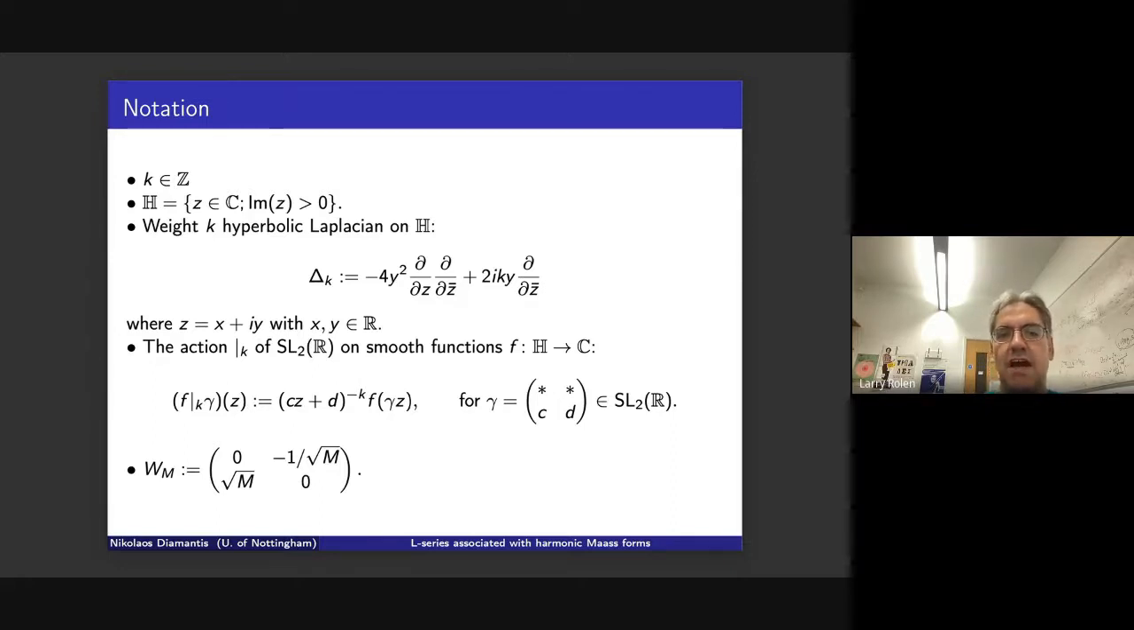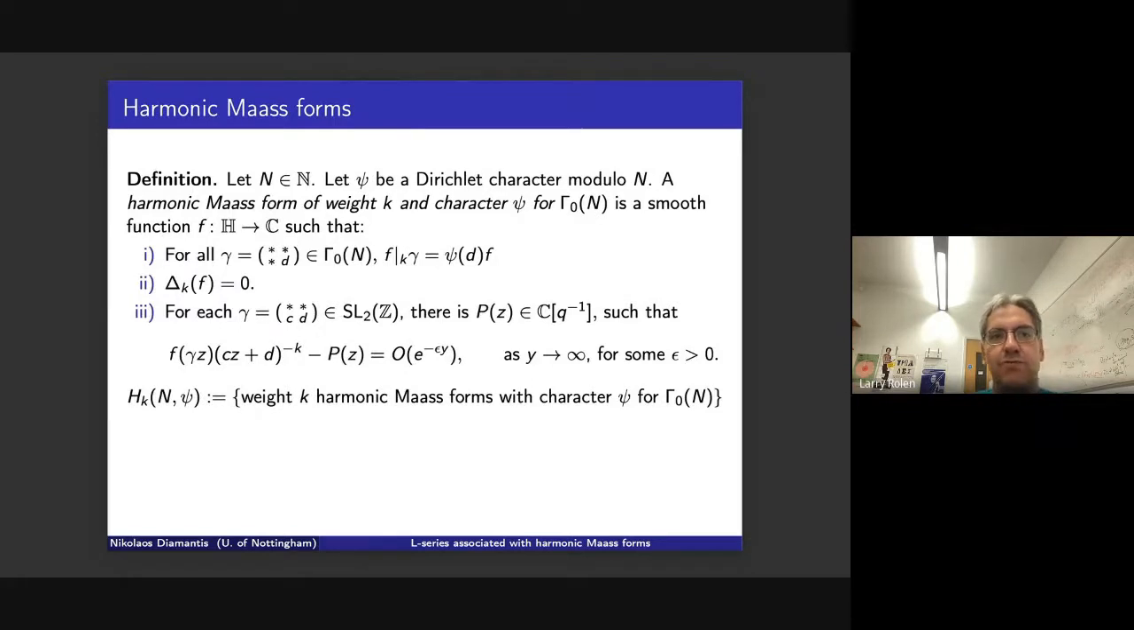And we're going to see the Fricke involution, which for level M is going to be represented in SL2R by the matrix that we have here. This is going to be the basic notation. I think this will cover most of what we need. And in fact, we're ready to discuss the definition of harmonic mass forms, one of the various versions of it. We have N, which will be the level. We have psi, a Dirichlet character modulo N. We don't make any assumptions about primitivity or anything else.